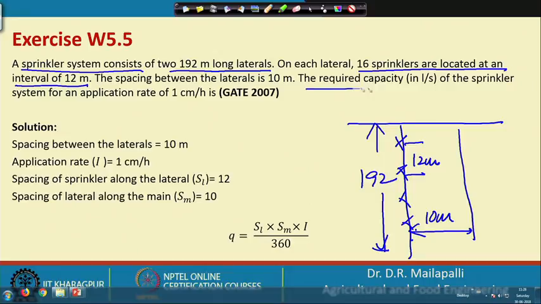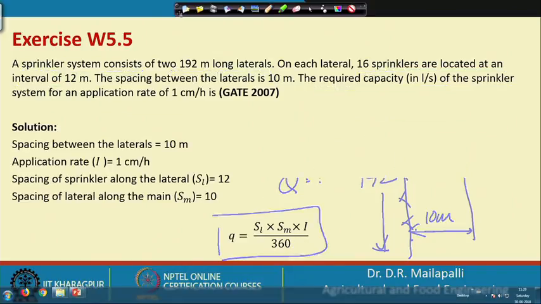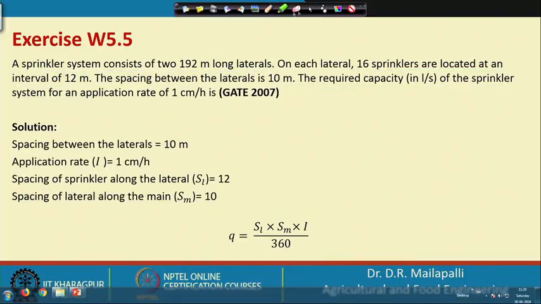The required capacity of the sprinkler system for an application rate of 1 centimeter per hour. So, if the application rate is 1 centimeter per hour, what is the Q value? We know this is the equation, Q is equal to S L into M into I divided by 360. Now, you have to put the values.